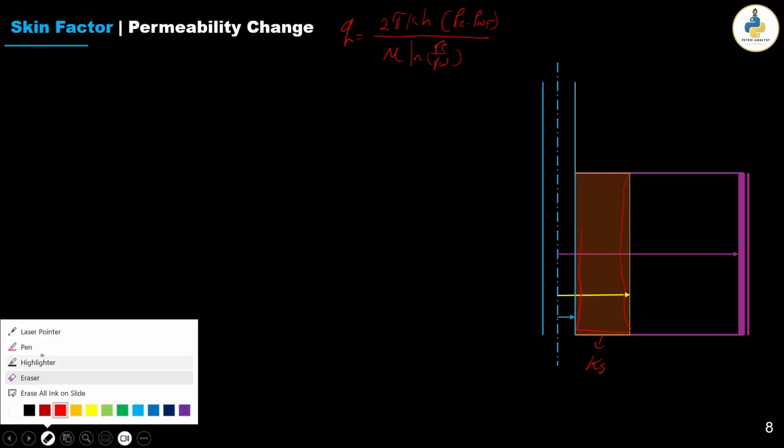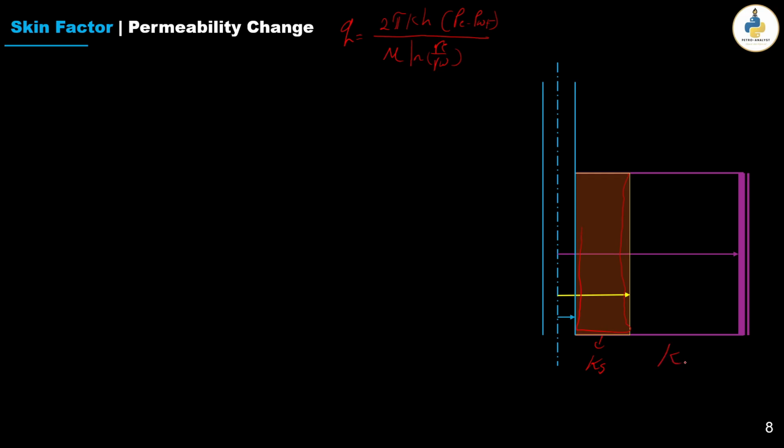So we will use K as the actual reservoir permeability and Ks as the altered permeability caused by any operation, representing the damage or the enhancement. And we have the reservoir radius. Let's erase this line. We have the reservoir radius, the radius of this altered zone, and we have the RW, the wellbore radius.